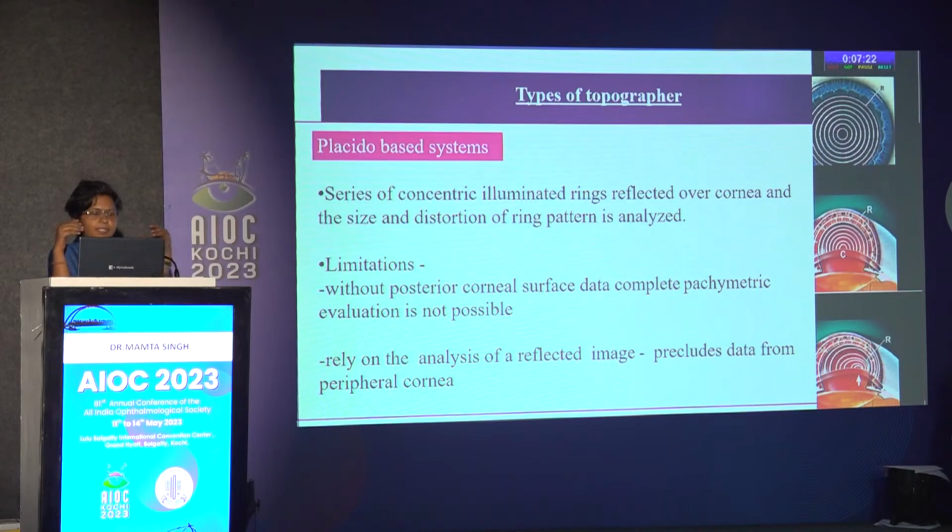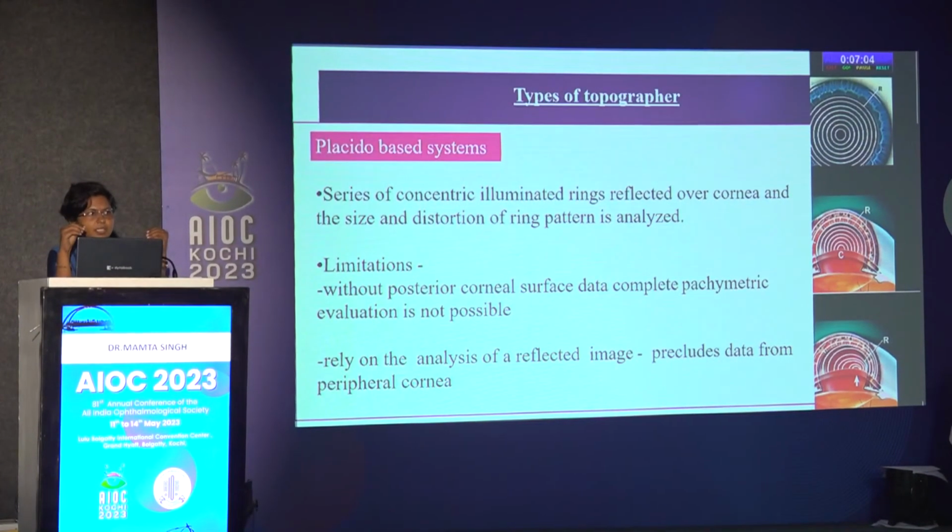So if we talk about the Placido-based system, the idea here is we will be using a series of concentric illuminating rings, and we will be reflecting it over the surface of the cornea, and then we'll try to analyze the size and distortion of this ring pattern. But the limitation here is we are not looking at the posterior corneal surface. So obviously, we cannot talk about the pachymetry value here. And the second thing, at the periphery or even in the center where exactly the camera reflection is, the data are not true data. They are mostly extrapolated data. So at those places, we are not actually working on true data.